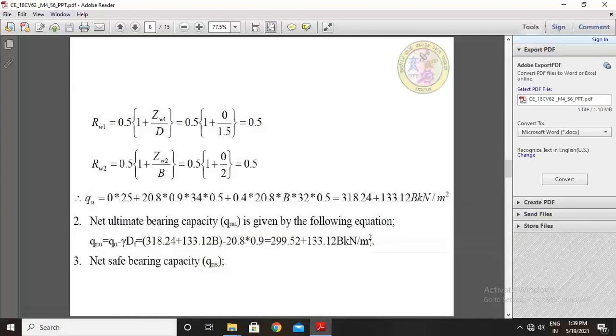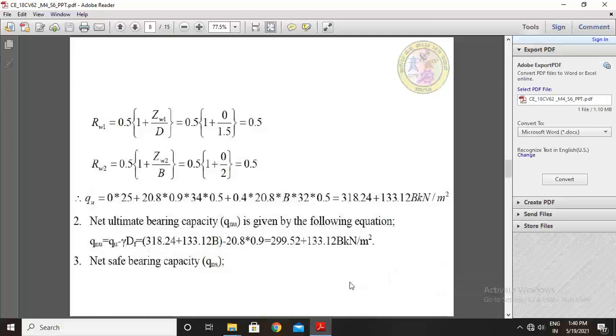Net ultimate bearing capacity is given by the following equation, that is net ultimate bearing capacity equal to ultimate bearing capacity minus overburden pressure, that is gamma into Df. So now substitute the values in this equation. So here Qu is 318.24 plus 133.12 times B minus gamma 20.8 into Df 0.9. So the answer we are getting in terms of B is 299.52 plus 133.12 times B in kilonewton per meter square.